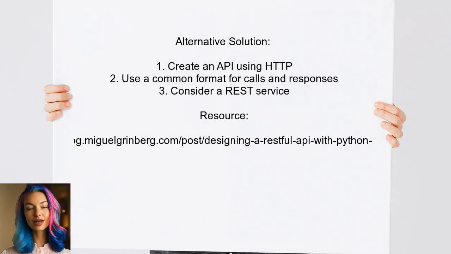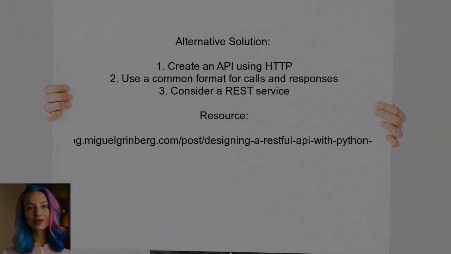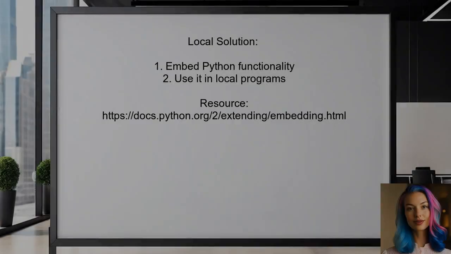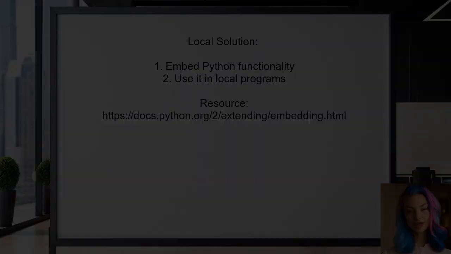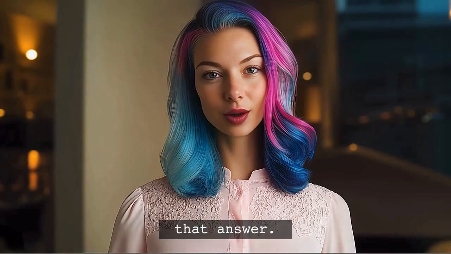One alternative approach is to provide an API using a common protocol like HTTP. This allows other languages to interact with your Python library through a REST service. There are many resources available to help you get started with this, such as a guide on designing a RESTful API with Python and Flask. If you prefer to keep everything local, you can embed your Python functionality into other programs. Python.org provides a primer on how to do this effectively. That's it for that answer.